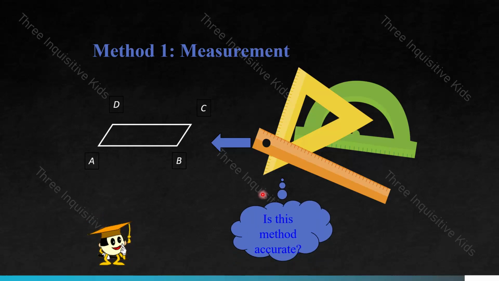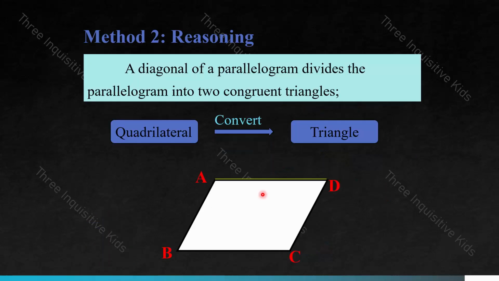But is this method exactly accurate? Because what if you're off by just the slightest bit? It may look accurate, but it's not always precisely accurate. Method number 2 would be to use logic and reasoning. A diagonal of a parallelogram divides the parallelogram into two congruent triangles. So we can convert a quadrilateral into a triangle.